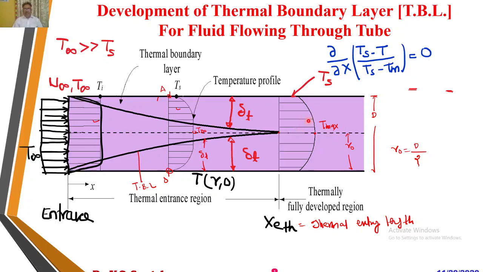So unlike the velocity boundary layer, that is the velocity profile, the shape of the temperature profile may vary in the x direction. Okay, so this is a very important observation in the case of development of the thermal boundary layer.